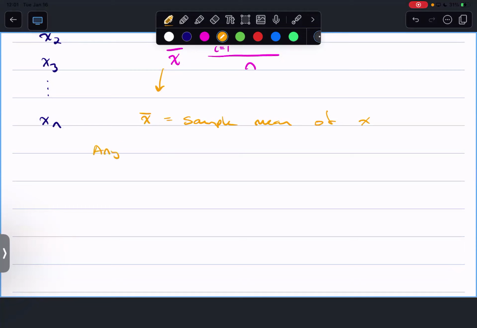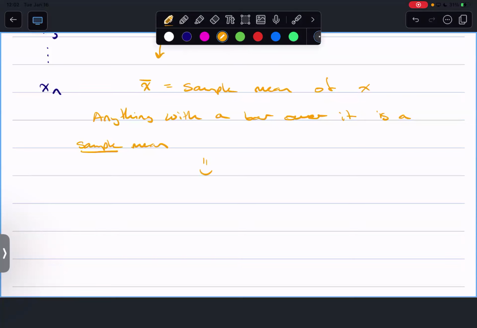And so here, anything with a bar over it is a sample mean, or the average, the sample average. So then my go-to: it's your average smiley face. Average smiley face. A little bit of stats humor.